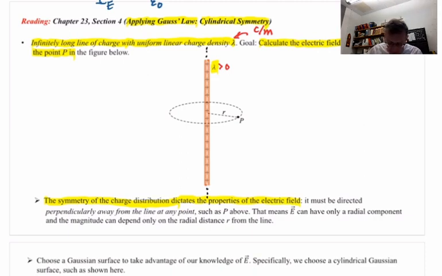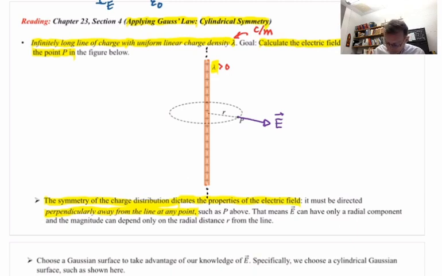So the electric field can only point, remember this line charge is positive, perpendicularly away from the line at any point, such as P. So let me try to draw it. I have to go out there to the point P and just draw an arrow that points perpendicularly away from the line at that point. And that's got to be the direction of the electric field at the point P. Just points perpendicularly away from the line. We call that a radial direction.